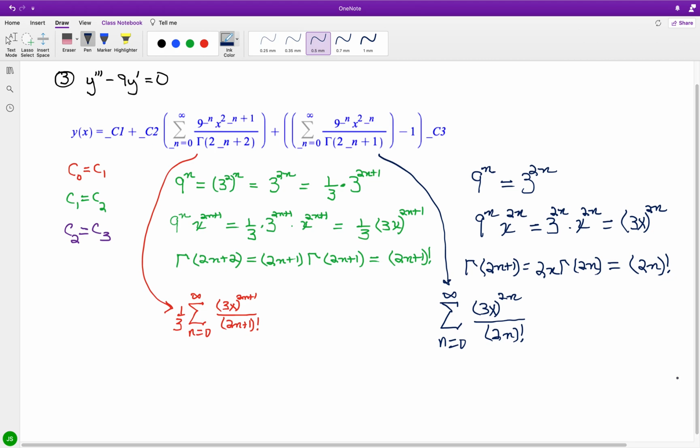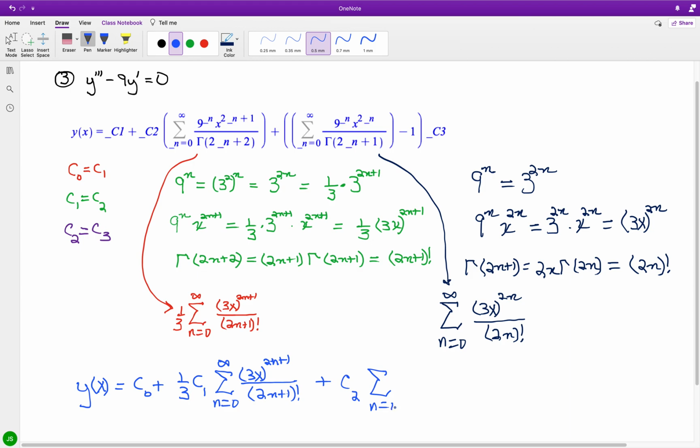And so we have in the summations, for y of x, we have c naught, and we have 1/3 of c1 times the summation as n goes from 0 to infinity of 3x to the 2n plus 1 all over 2n plus 1 factorial, and we have plus c2, put in place of c of 3, times the summation again as n goes from 0 to infinity of 3x raised to the 2n over 2n factorial. And you have that minus c2.